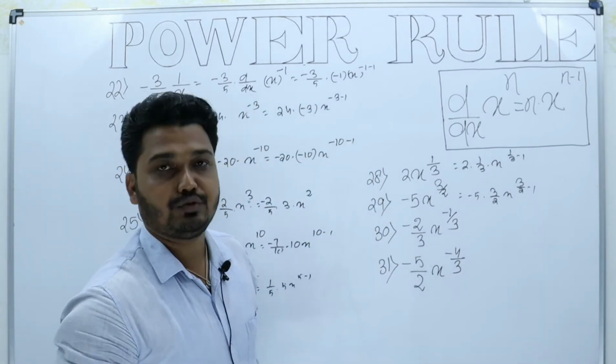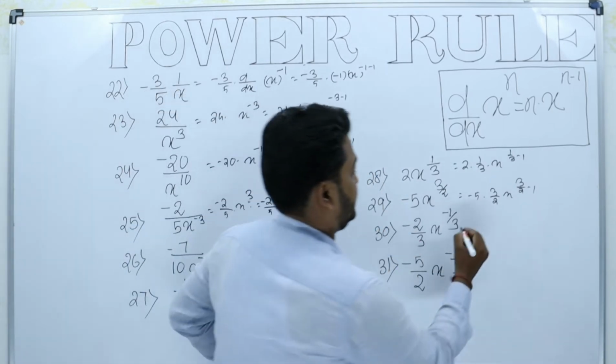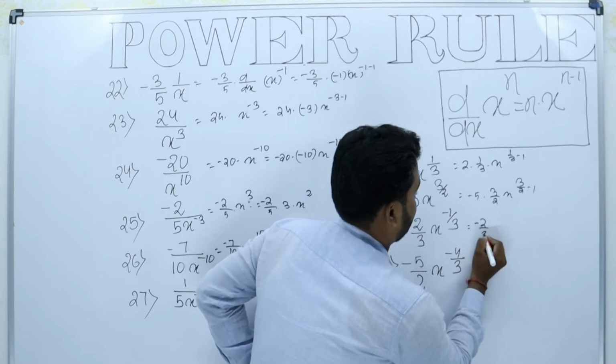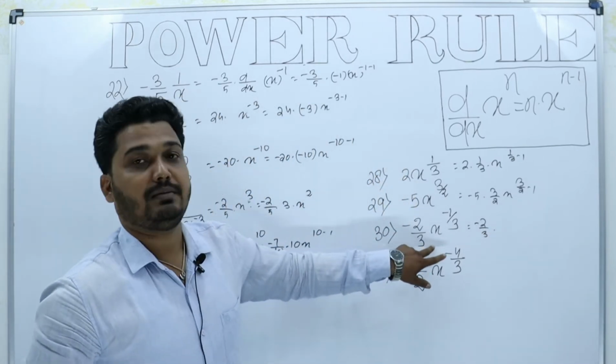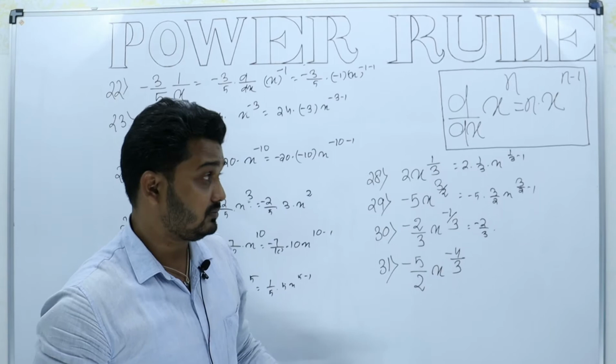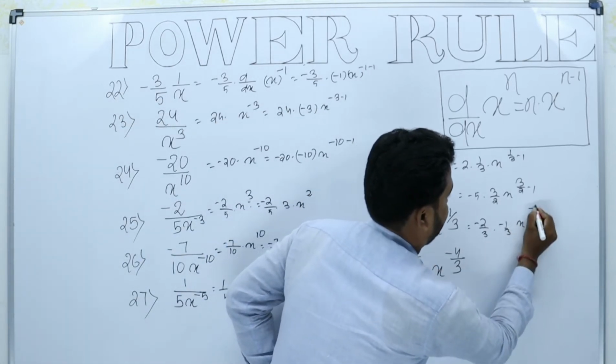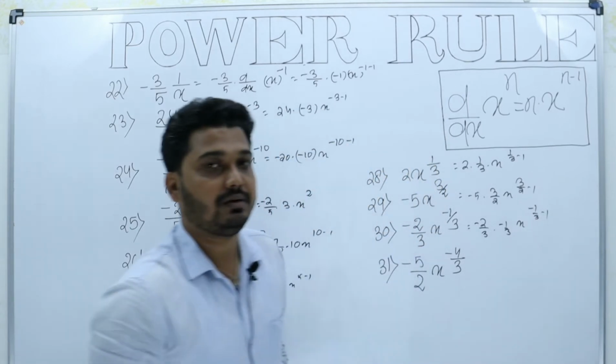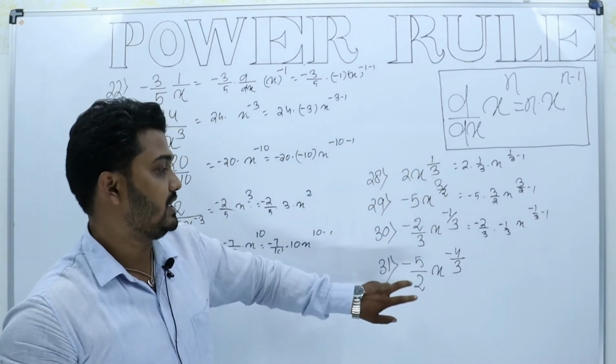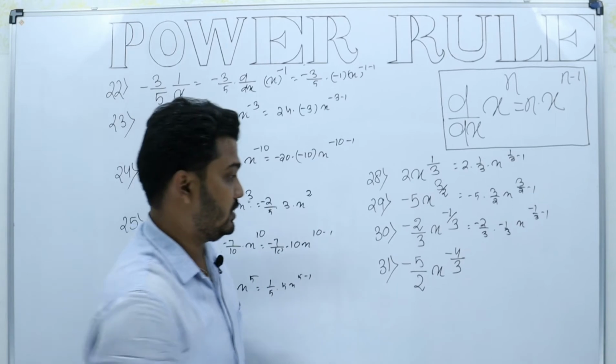Next question, minus 2 by 3 x to the power minus 1 by 3. Minus 2 by 3 is constant, let's keep it as it is. X to the power is minus 1 by 3. So in the next step we will write minus 1 by 3 x to the power minus 1 by 3 minus 1.